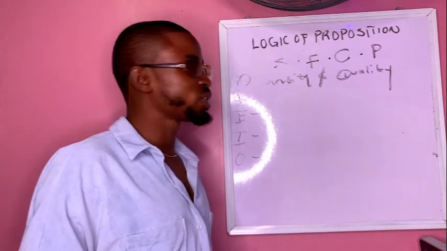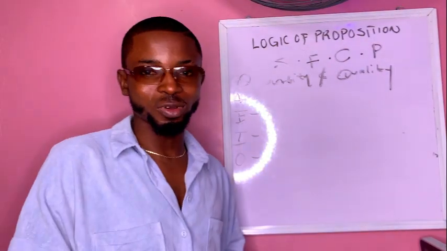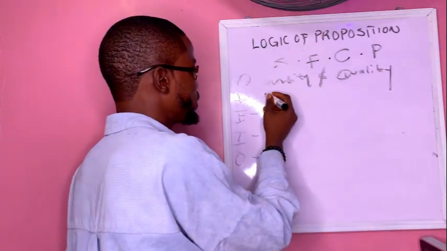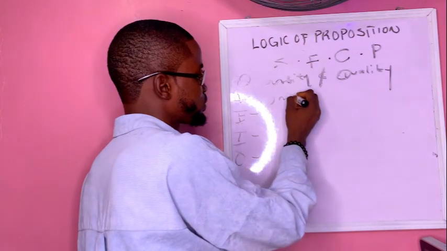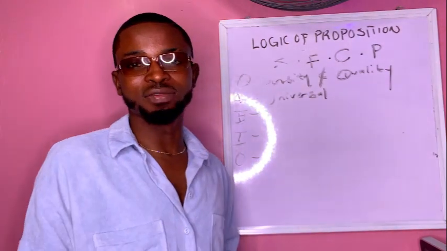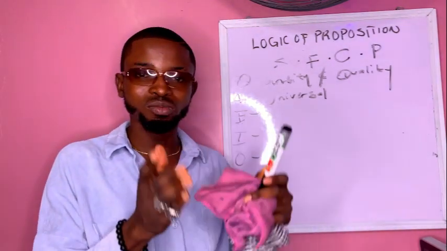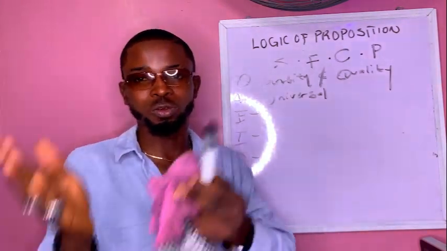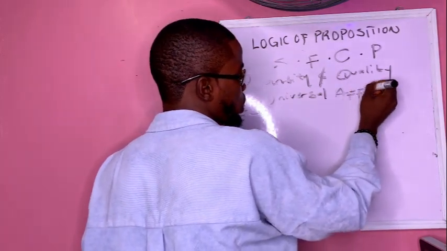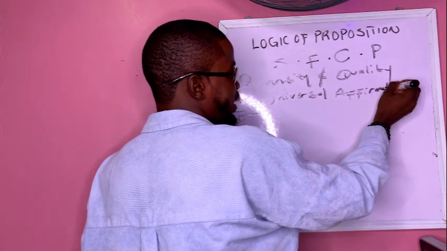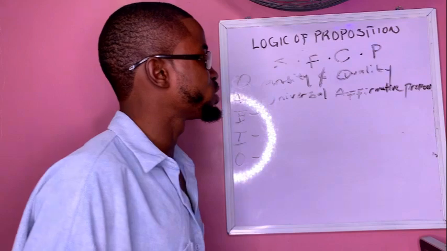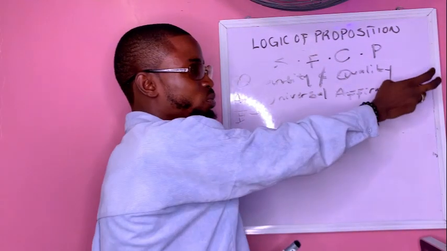So in the A proposition, the quantity is what? Universal, because it says that all humans are mortals. Then the quality is what? Affirmative, because it's affirming a class inclusion between two different classes, saying that all this one, they are part of this one. So we say universal, affirmative, and we just put proposition. So in other words, A proposition is universal affirmative proposition.